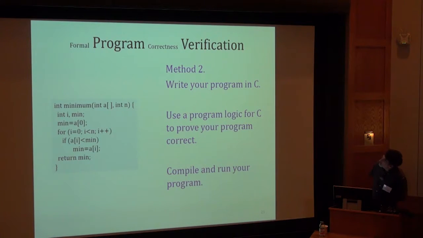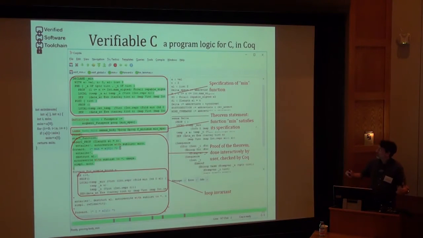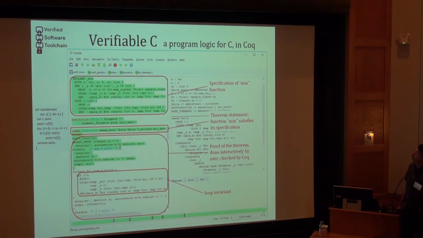Here's a little C program that computes the minimum of an array of integers. And here's a picture of a verification of it in progress in Verifiable C. And up here we have the specification of the function written as a precondition and a postcondition in separation logic, a form of Hoare logic. Here is the theorem statement that the implementation of the program satisfies its specification. So f_minimum is the abstract syntax tree of the program as parsed by the front end of the compiler, and min_spec is the specification that's declared right here.